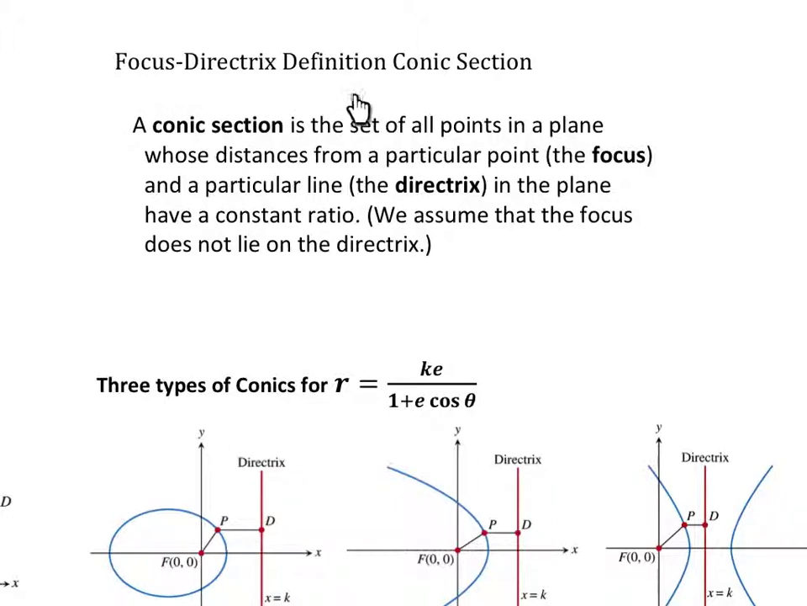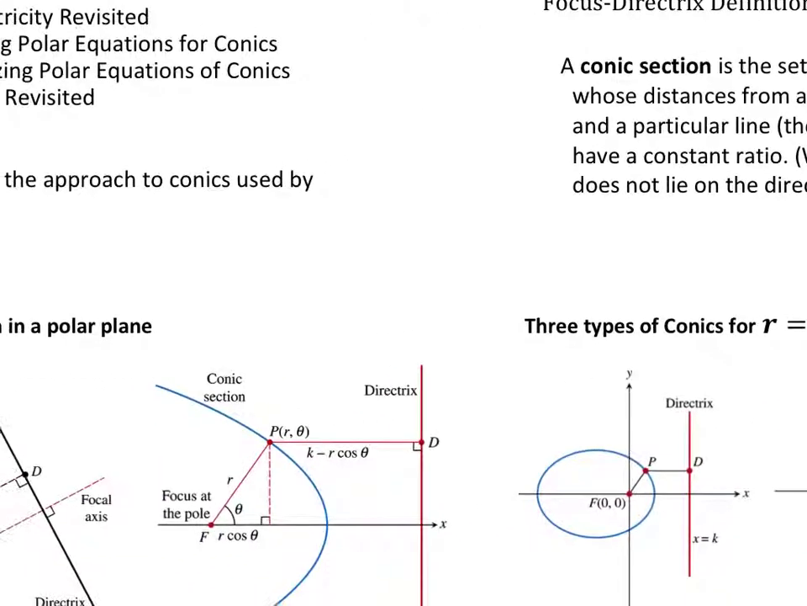So, focus-directrix definition for conic section. A conic section is a set of all points in a plane whose distance from a particular point, the focus, and a particular line, the directrix, in the plane have a constant ratio. We assume that the focus does not lie on the directrix. We've talked about these things.